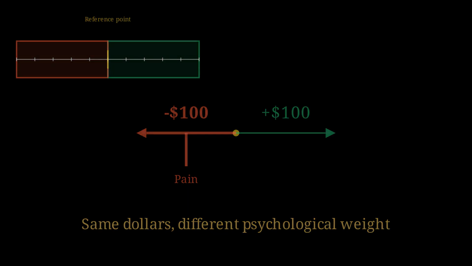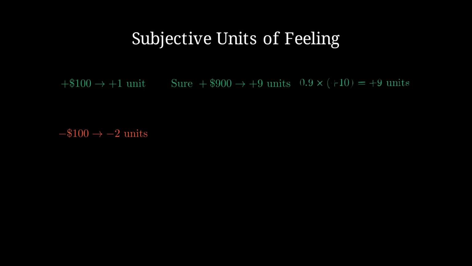Suppose your mind treats a gain of $100 as plus 1 unit of feeling, but a loss of $100 as minus 2 units of feeling. The exact numbers are only illustrative. The point is that the loss side is steeper. Then a sure gain of 900 feels like about plus 9 units. A 90% chance of gaining 1,000 feels like 0.9 times plus 10, which is also about plus 9. So in gains, the sure option can feel especially attractive.